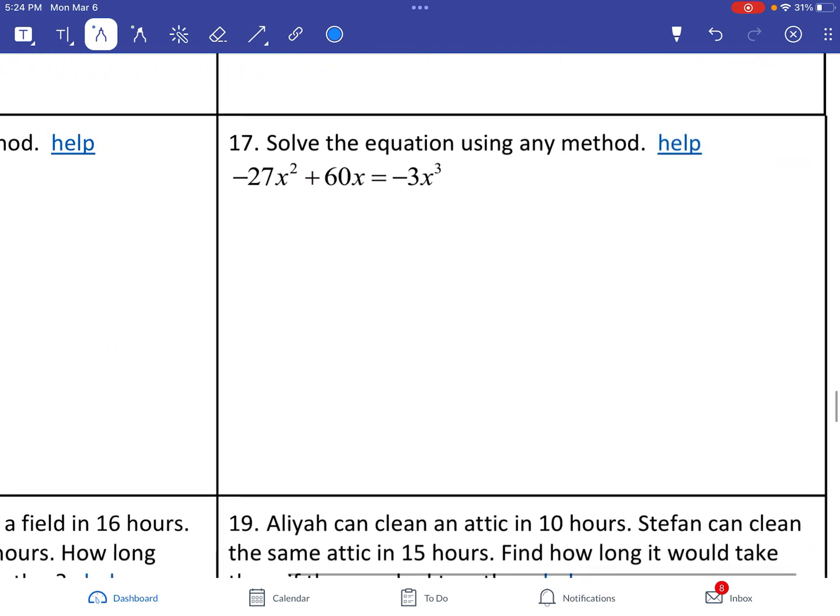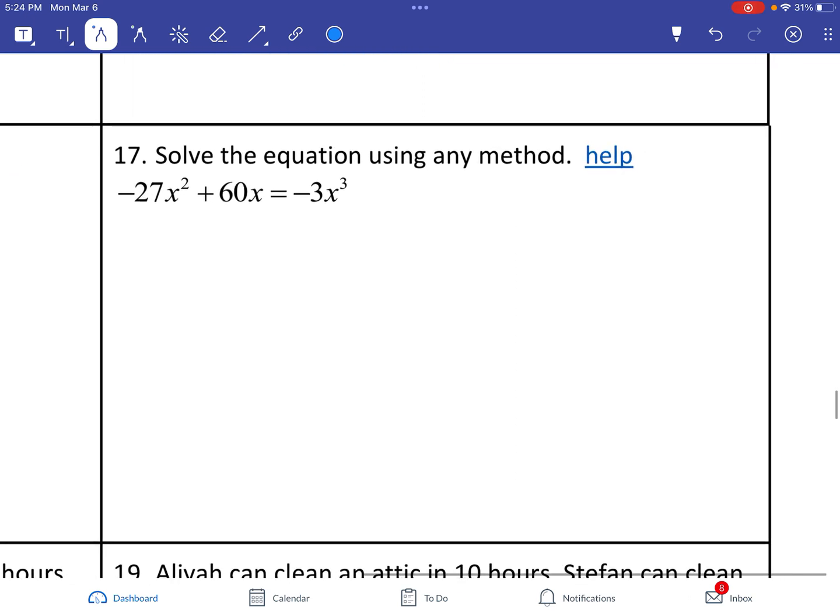Last one of these solvings. So we have to add 3x cubed to the left. Now there's a really important reason why I want to do that, and that is I want my first term in my polynomial to be positive. If I left it on the right, it would be negative, and that's not as much fun to factor.